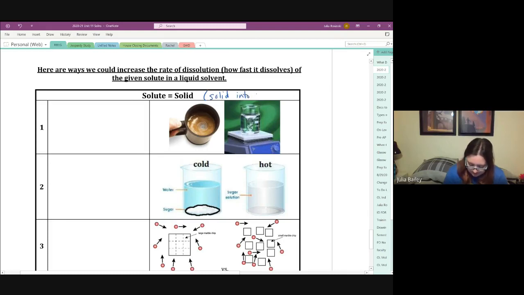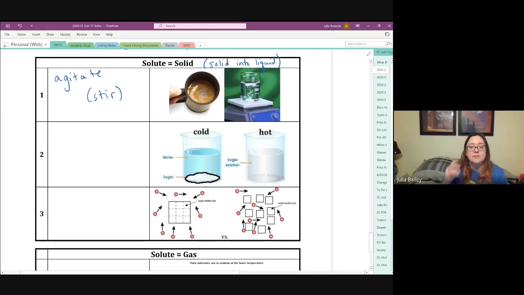there are 3 ways you could make it dissolve faster. First of all, you can agitate. That's a really fancy word that just means stir. If you stir it, it'll dissolve faster. You've probably noticed that before. You can also increase the temperature, meaning heat it.